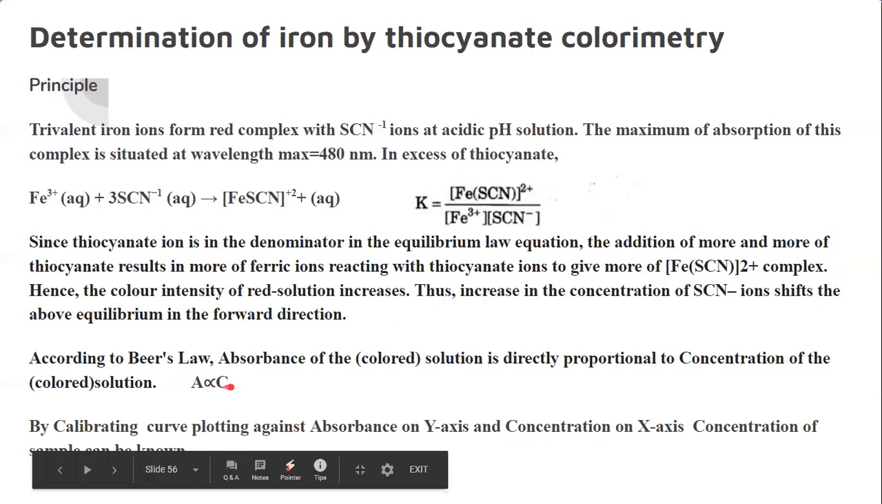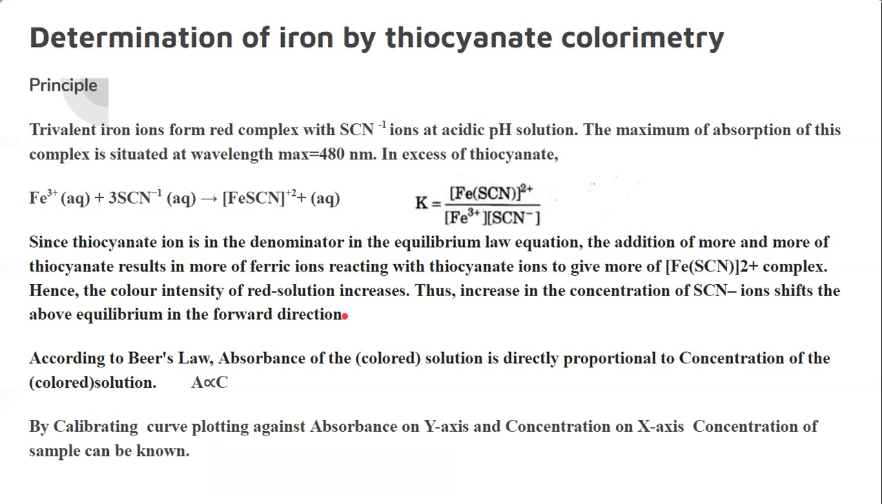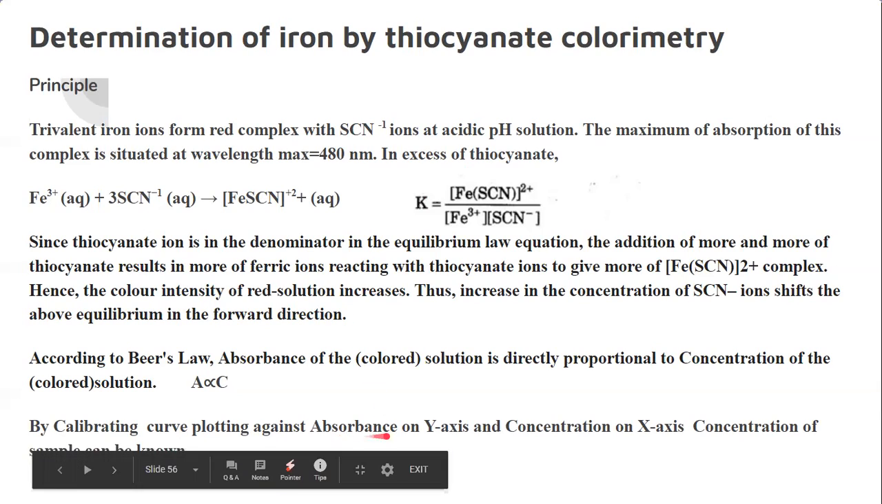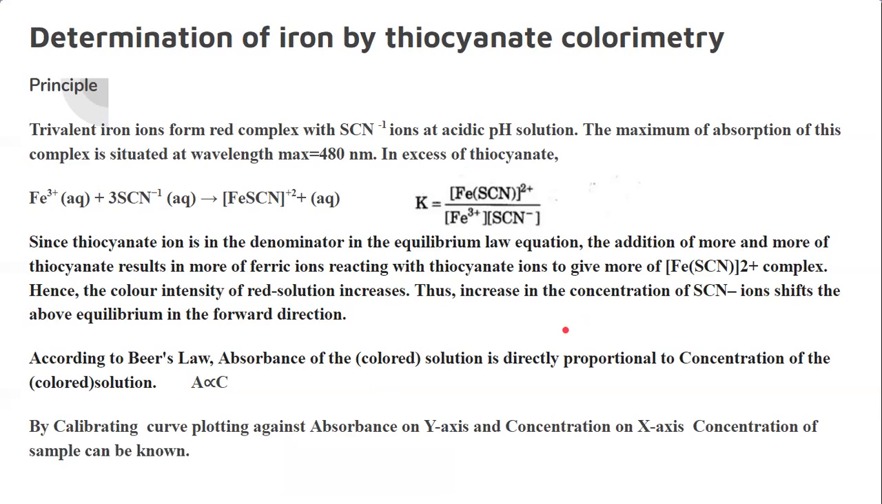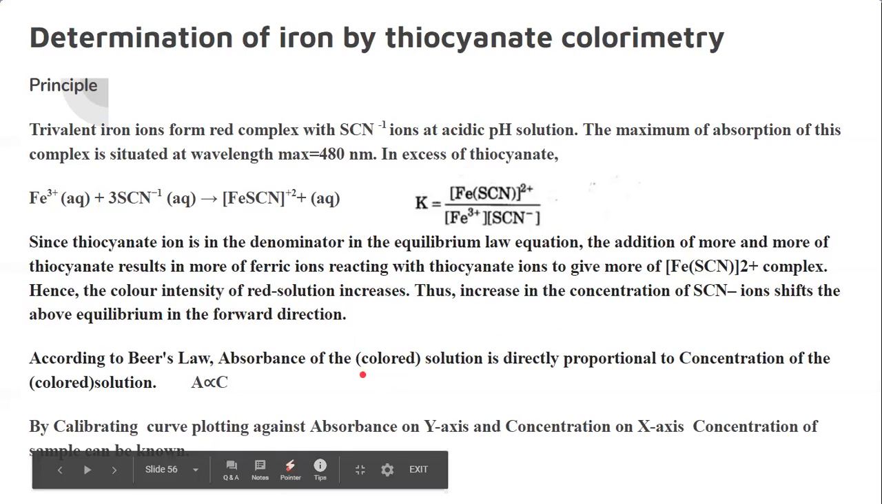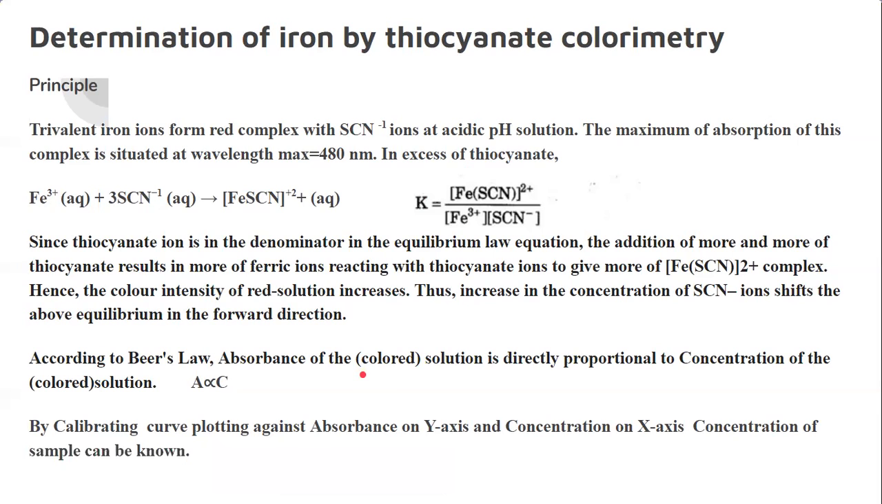One is absorbance and the second one is concentration. One is to be taken on the y-axis, another on the x-axis. Which should be taken on the y-axis? Absorbance is to be taken on the y-axis and concentration on the x-axis. After plotting these values, we may get a straight line coming from the origin. Next, with the help of that, we will identify the concentration of the unknown sample.